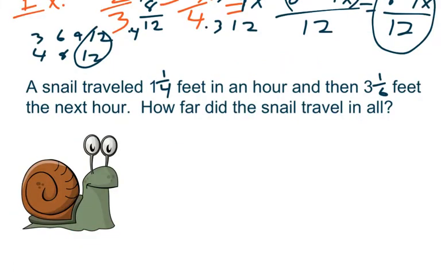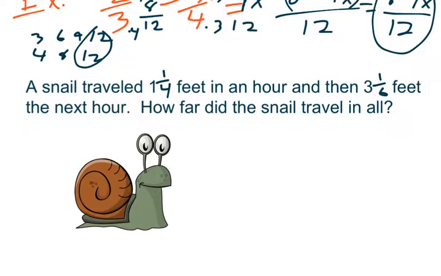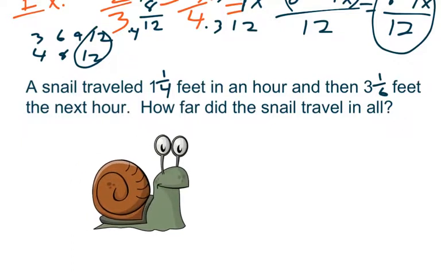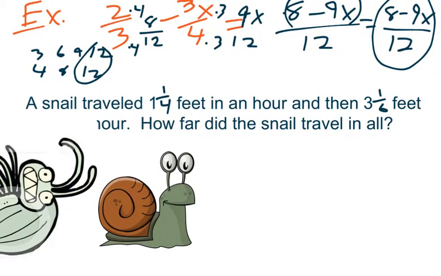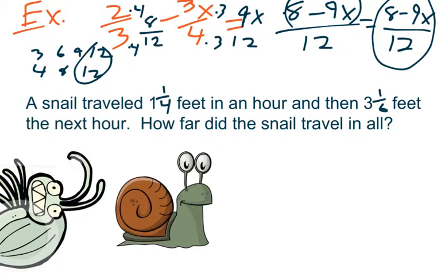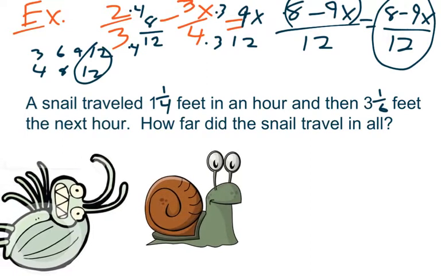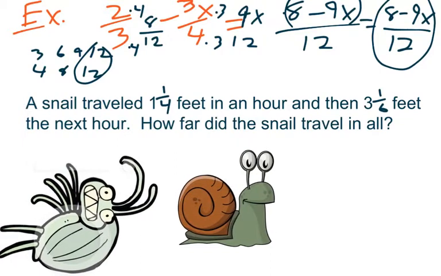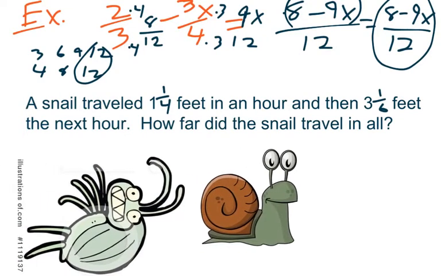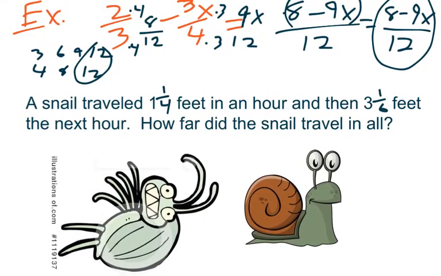All right, let's say a snail traveled 1 1/4 feet in an hour. And then an upside down beetle was chasing it, so it picked up its pace and traveled 3 1/6 feet the next hour because it was so scared of that beetle. How far did the snail travel in all? Wow, that would be fun to watch, wouldn't it?